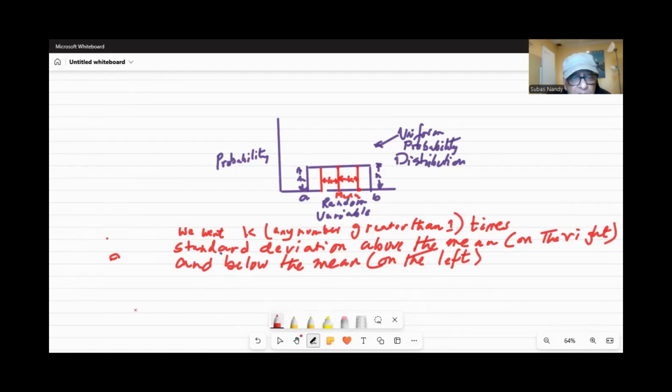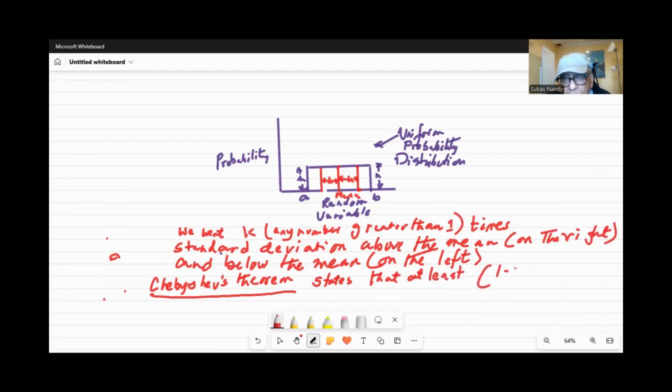Okay. So now we will discuss Chebyshev's theorem. Chebyshev's theorem states that at least 1 minus 1 over k squared, as a percent of the data, will fall within k standard deviations of the mean.